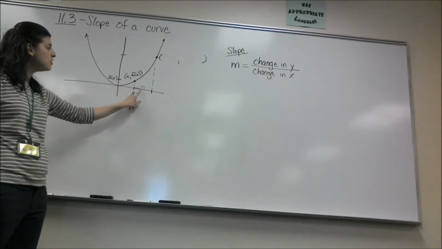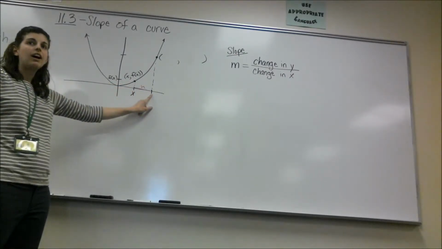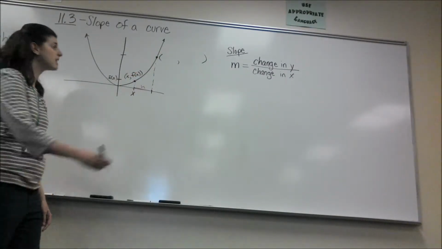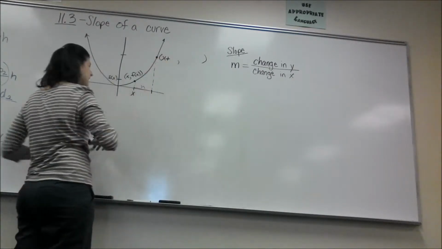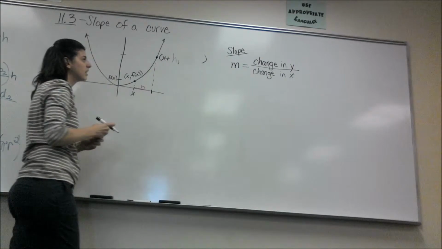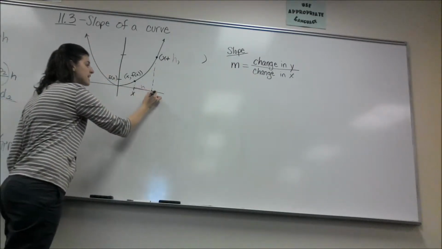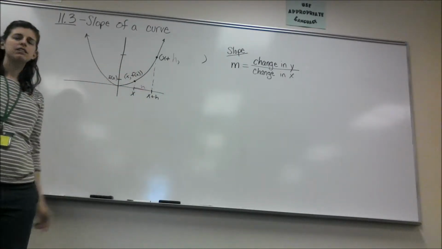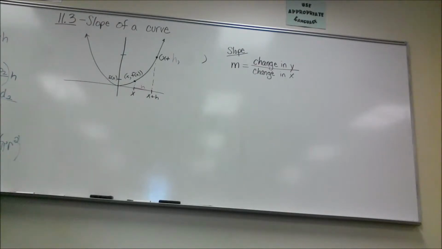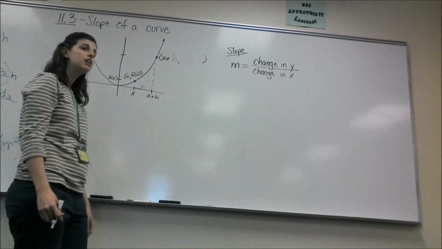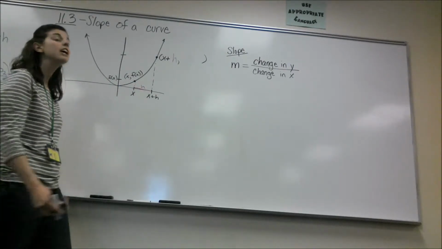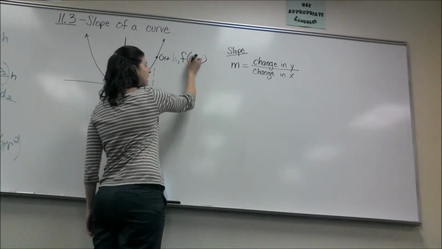Now, I'm going h units over. What's the x value of my new point? x plus h. Very good. So this is x plus h down here. What's the y value at that new point? How could I express that y value at the new point? Good. Now let me ask you a question. Does the parentheses end after the x or after the h? After the h. So this is f of x plus h.